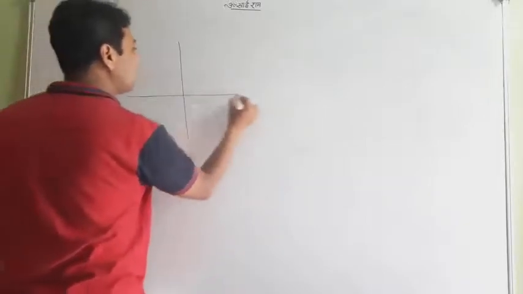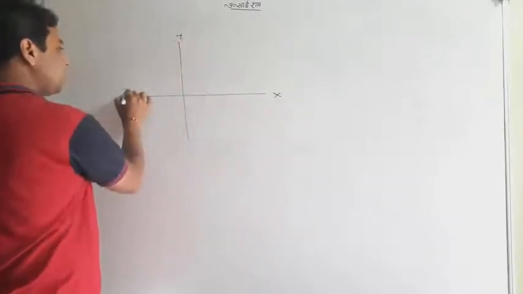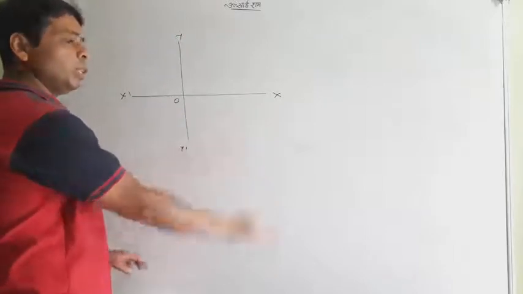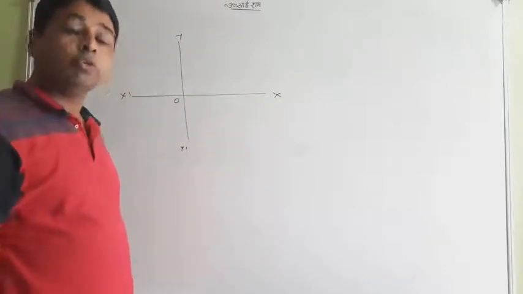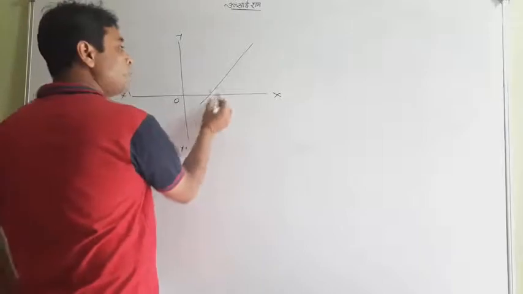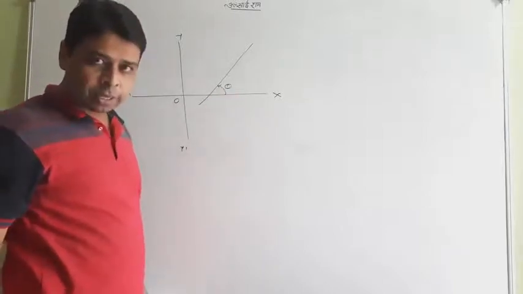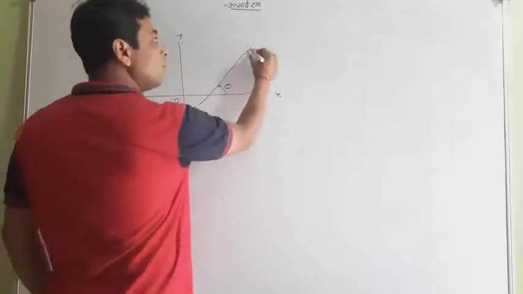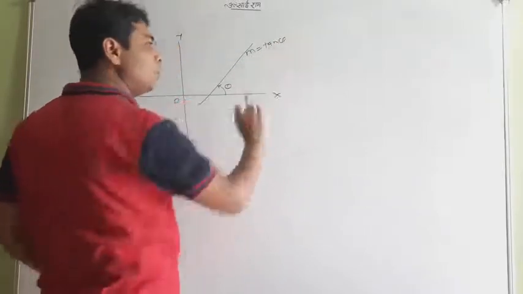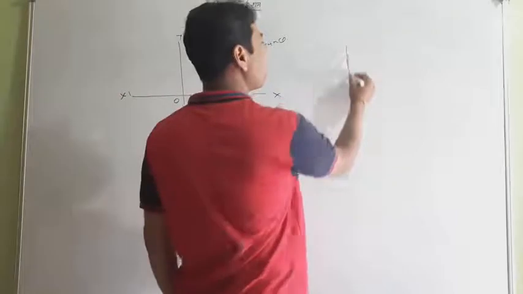One more thing which I want to share. Look, student, this is the axis. You must know that this line is making some angle theta with the x-axis in the anti-clockwise direction. The slope of this line will be m equal to tan theta. Very simple.